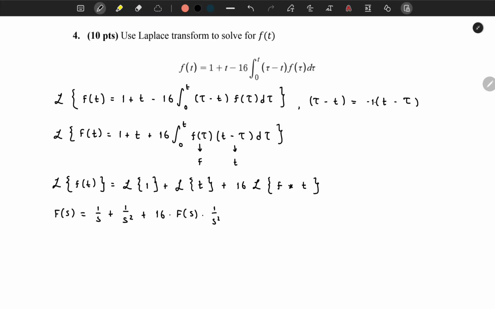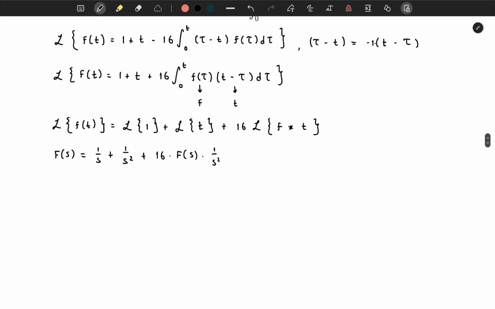So there we have it. Now, what we need to do is isolate and solve for F(s), which then we can take the Laplace inverse of F(s) to find our f(t). That's what we're looking for. So let's go ahead and do that.